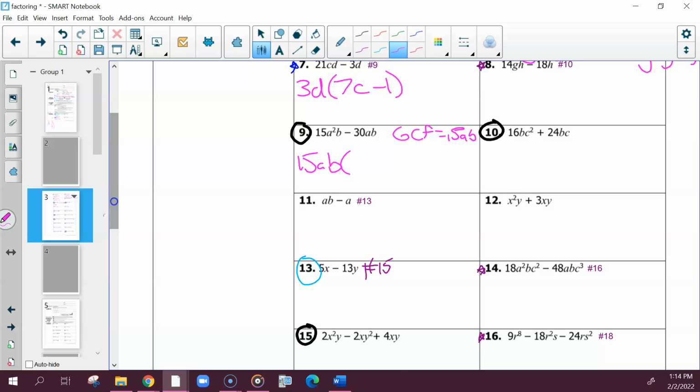If we divide everything by 15ab, what's left? Or just a. Not minus 1. Right, minus 2. But you were close. It's alright.